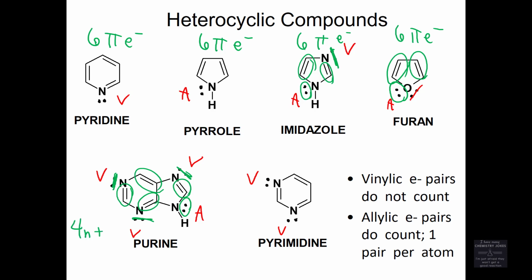We don't count it. We don't count it. We do. 10 pi electrons. 4n plus 2 equals 10. N equals 2. Purine is aromatic. Pyrimidine, nope. 6 pi electrons. Oh, that's a pi. Yep, it's aromatic, just like benzene.